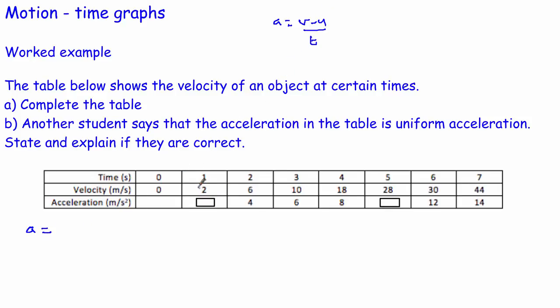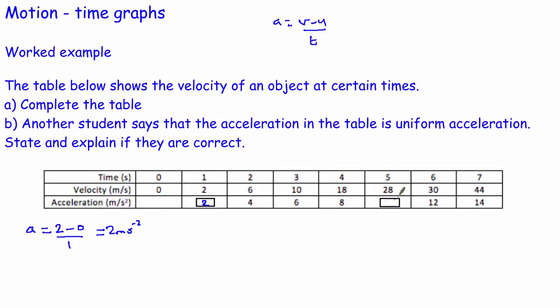We take the final velocity, which was 2. We take away the initial velocity, which was 0 here. We divide it by the time it took. It went from 0 up to 1 second. So if we do that, we get 2 meters per second squared. So we can simply write a 2 in that box.